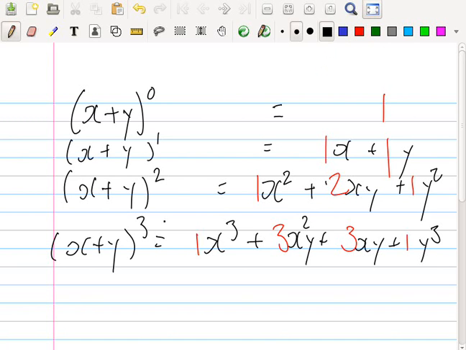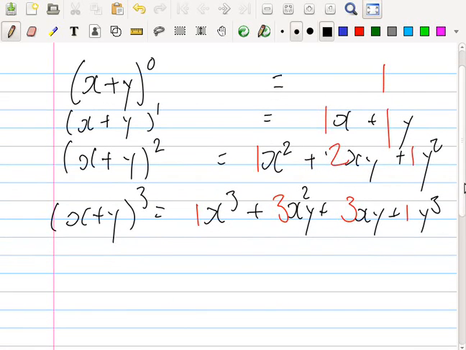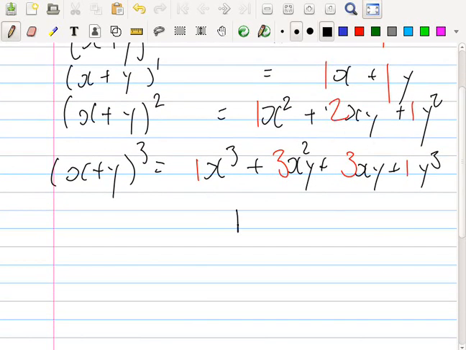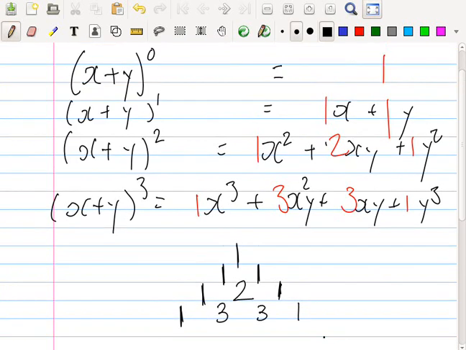So anyways, you keep expanding, and what I'm going to do now, you see all those numbers I have highlighted in red? I'm going to put them into a triangle. So 1; 1, 1; 1, 2, 1; 1, 3, 3, 1; and of course it continues. So I'll just pause there for a minute for you to take all of that down.